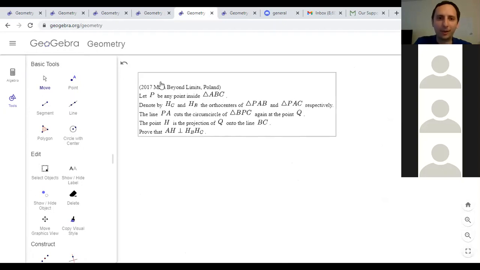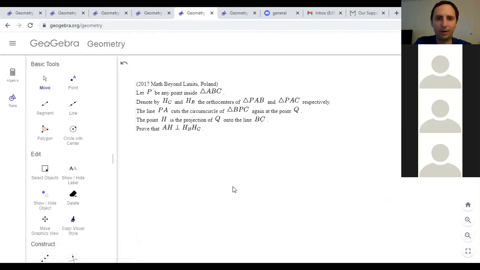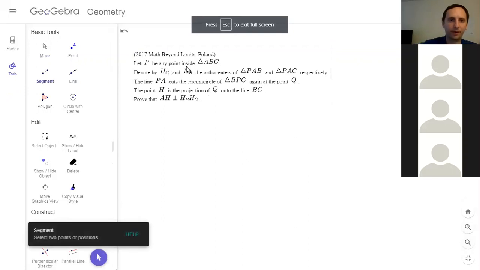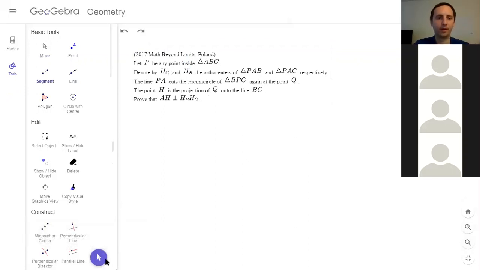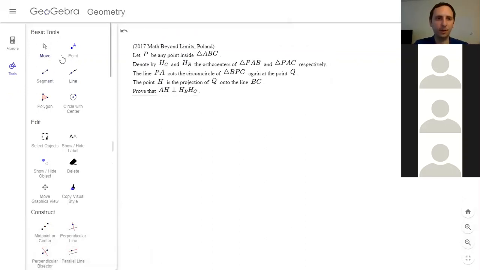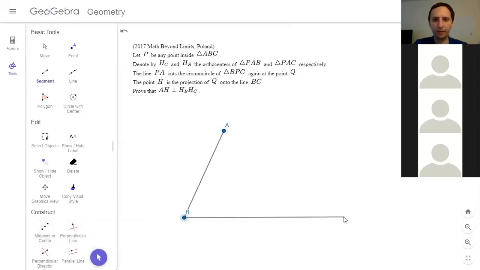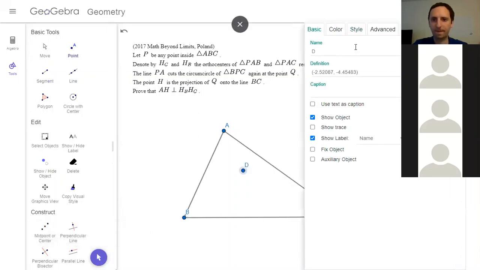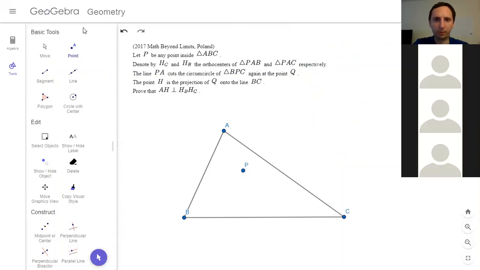Problems. Let's finish the last two. Yeah, let's try. If we finish the last two, I'll see if we can find a harder problem. So let P be any point inside ABC, and then we draw the orthocenters of PAB and PAC.